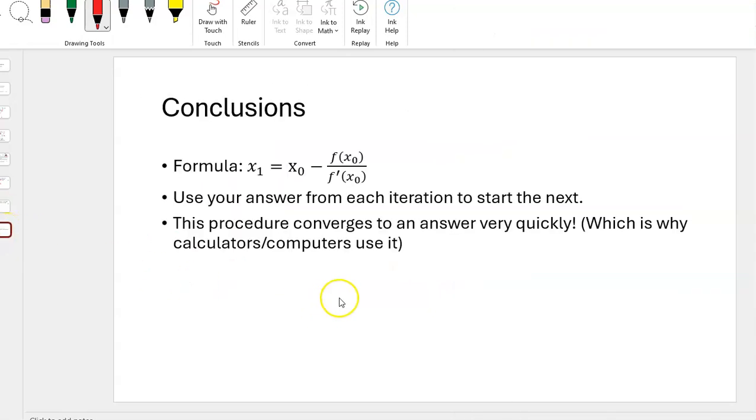The reason why it's useful is calculators and computers use this all the time in order to store some information. We're actually going to go over what they actually do in class. But for now, understanding we have this formula that we're going to be able to use and continue to iterate it until you've got the answer you're looking for.